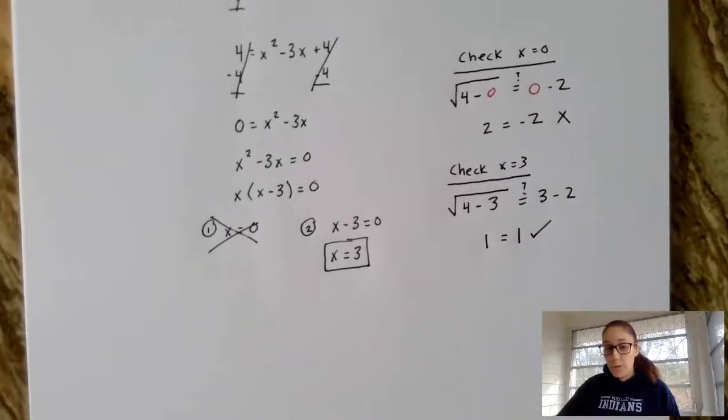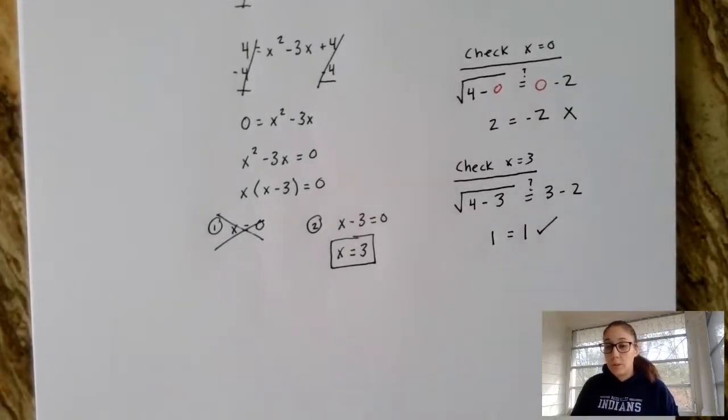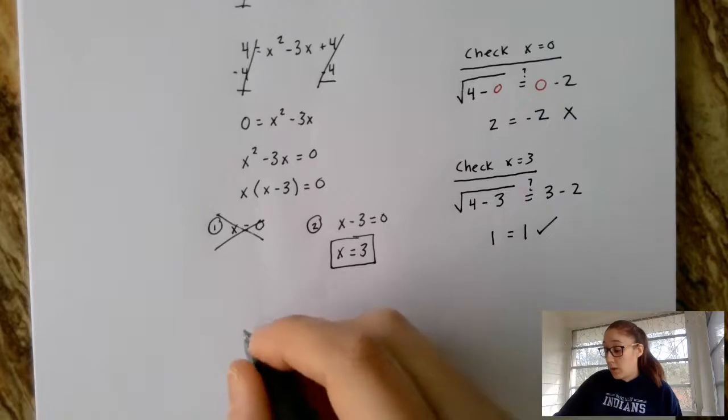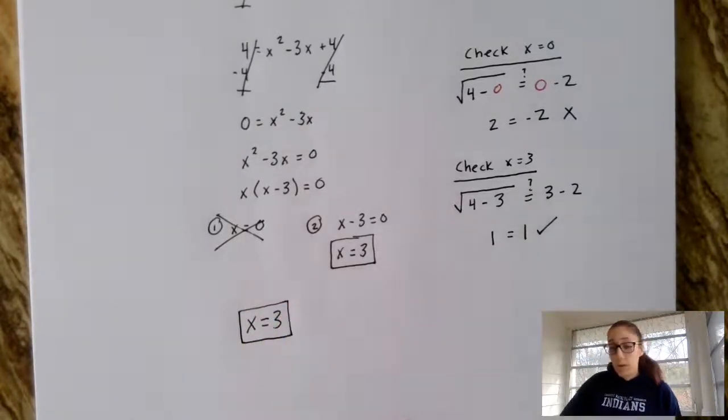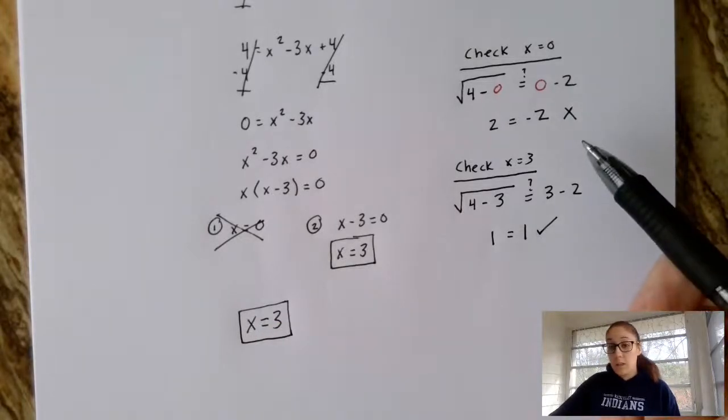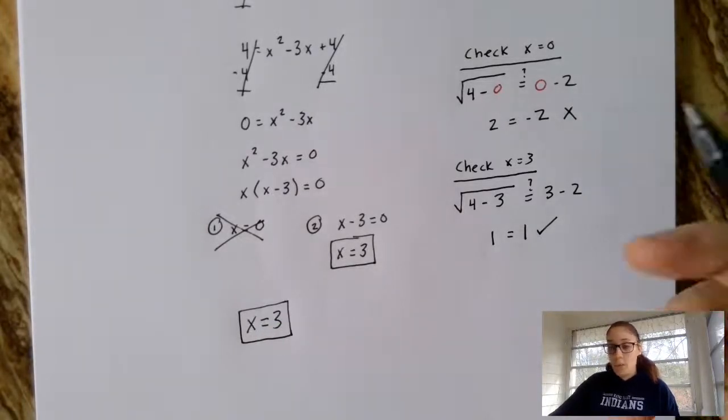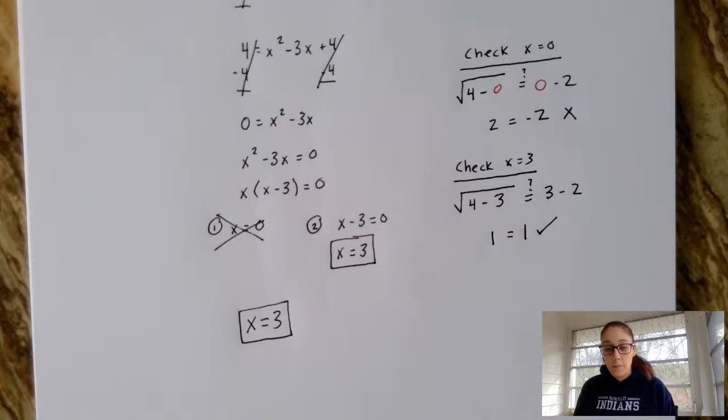Alright, so you don't have to say that x equals 0 was extraneous. You don't have to use the word extraneous in your solution at all. Your final answer will just look like this. We're going to completely ignore the fact that we actually did find an extraneous solution. We just want to disregard that completely.